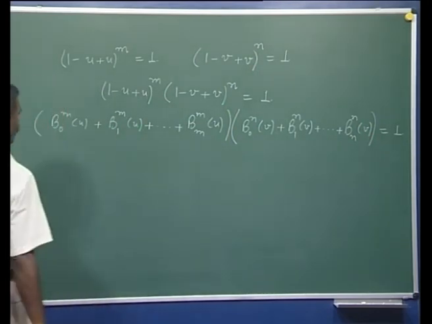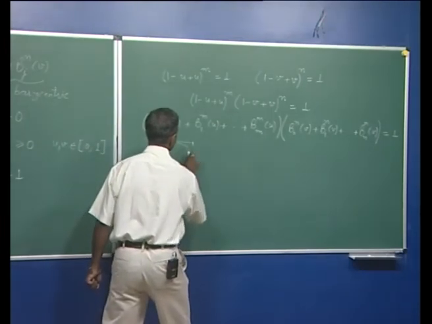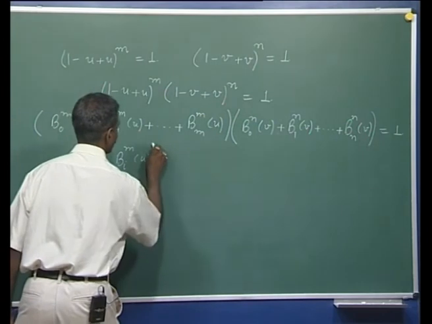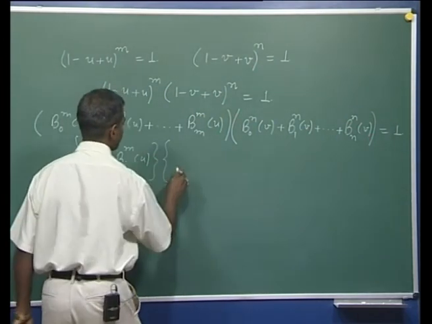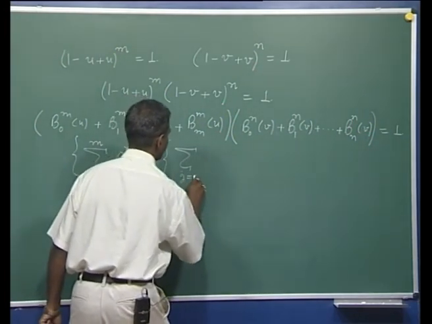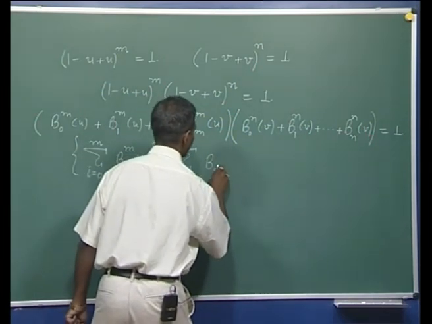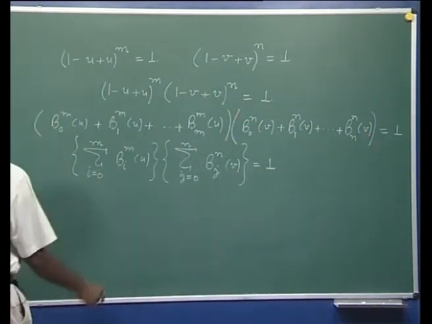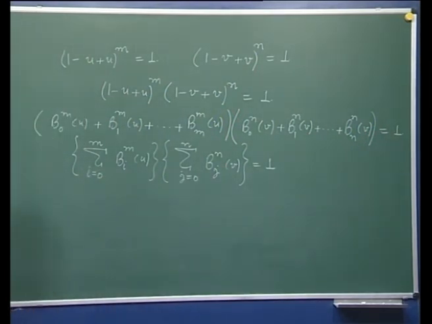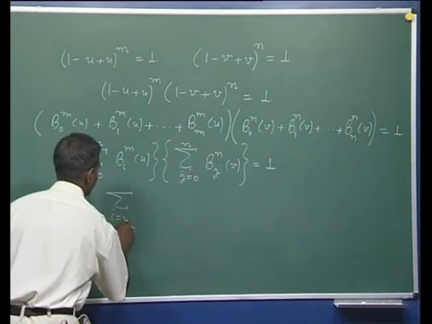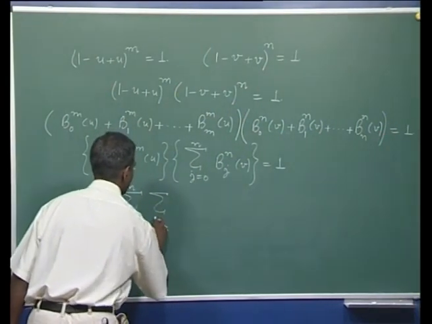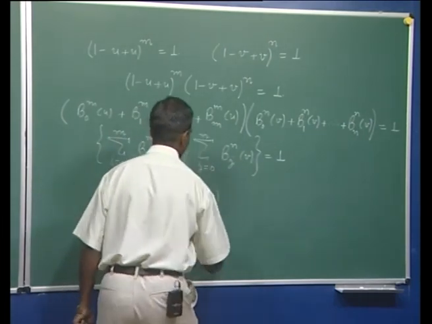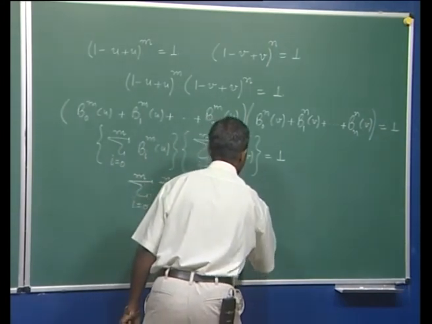We can write this equation in short form: summation i going from 0 to m B_i^m(u) times summation j going from 0 to n B_j^n(v) equals 1. I can bring this summation sign here, and I can get summation i going from 0 to m, summation j going from 0 to n, B_i^m(u) B_j^n(v) equals 1.